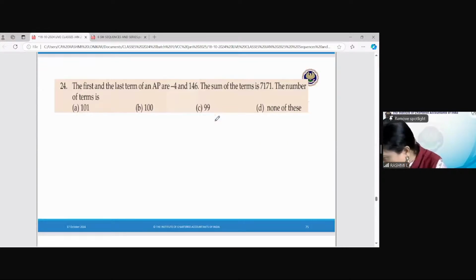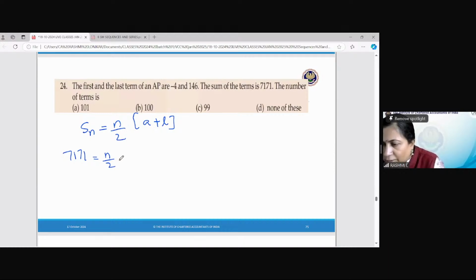ओके, ये शायद हम लोग लास्ट वाला ये कर लेंगे, फिर देख लेंगे. The first and the last terms of the AP are the sum is this. So this is very good. Sn is equal to n by 2 a plus n, है ना. फर्स्ट टर्म दिया है, लास्ट टर्म दिया है, तो n मालूम नहीं है. ये दिया है 7171 n by 2, and this is -4 plus 146. ये कितना हो गया? 142 हो गया.